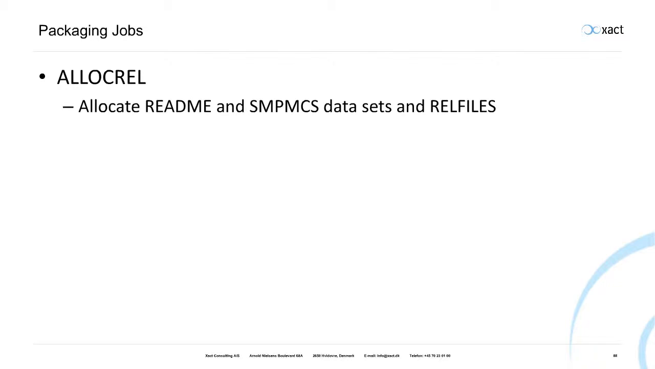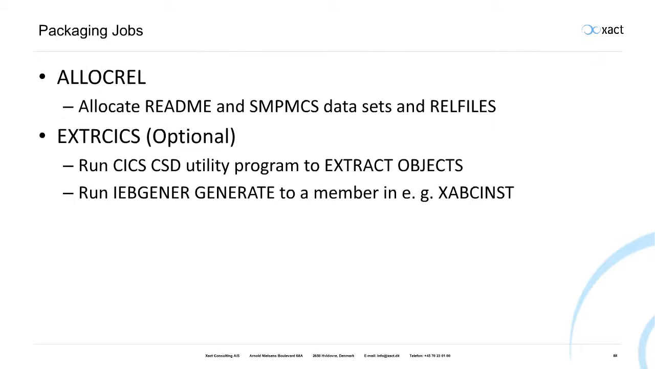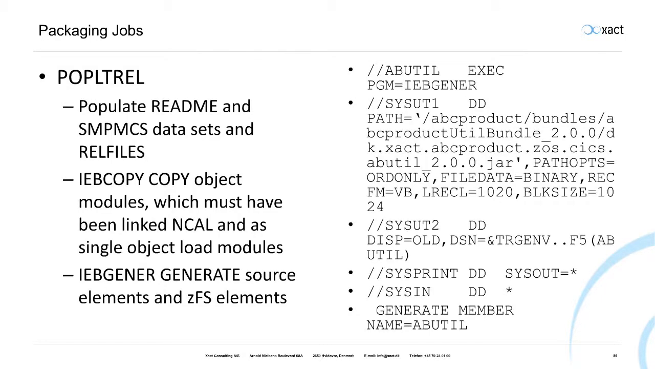Let us now turn to the jobs that a packager can use to create an installation package from a source system. The first job, that we have chosen to call ALLOCREL, allocates the data sets for the package. The next job extracts CICS definitions from a CICS system, where the CICS components of the product are running. The third packaging job will populate the rel files. The single object load modules must be copied using IEBCOPY. Source elements and Unix elements, such as Java jar files, are generated using IEBGENER.